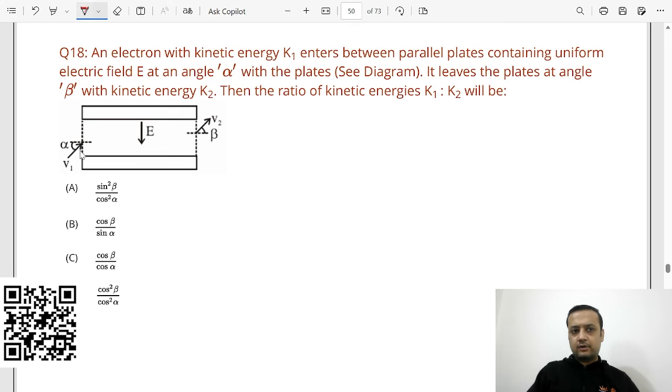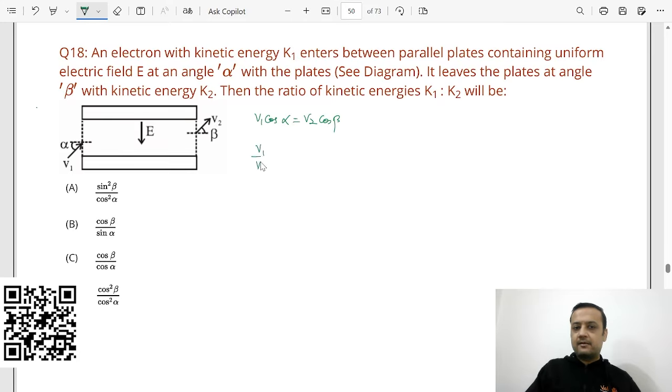Here an electron is entering between the capacitor plates, and when it enters you can see its velocity is making an angle alpha with the horizontal direction, and when it comes out then the velocity makes an angle beta with the horizontal. So we have to find the ratio of kinetic energies. Now very easy question, if you understand here, the force applied by the electric field will always be in the y-axis. Which means that x velocity will be constant, hence v1 cos alpha is equal to v2 cos beta.